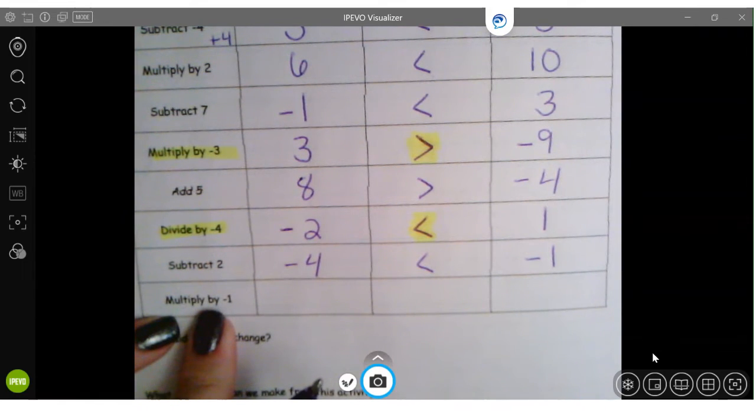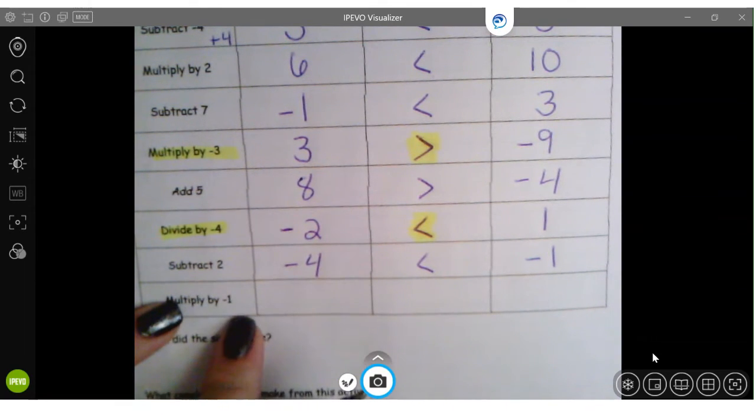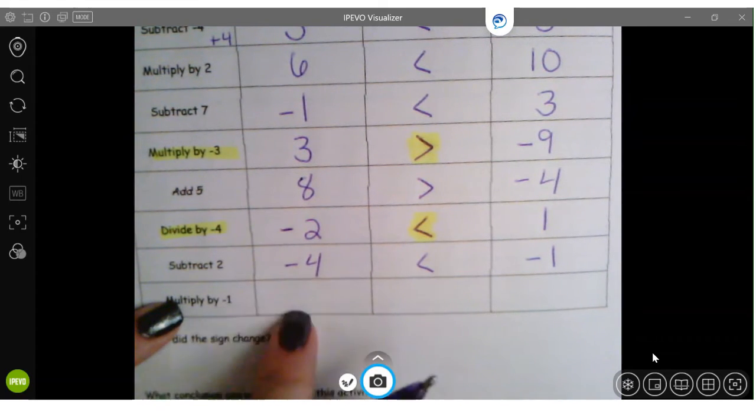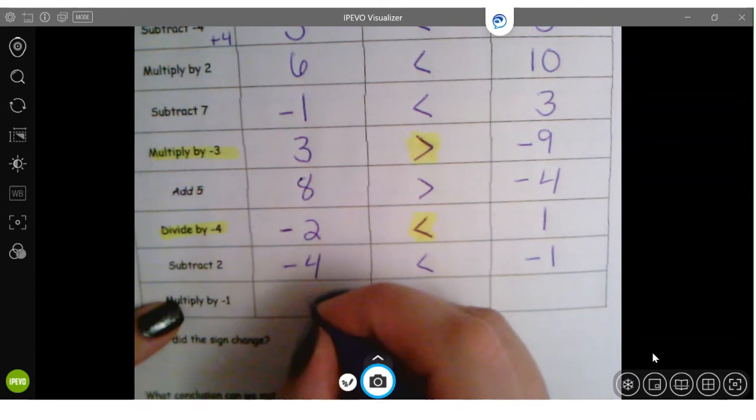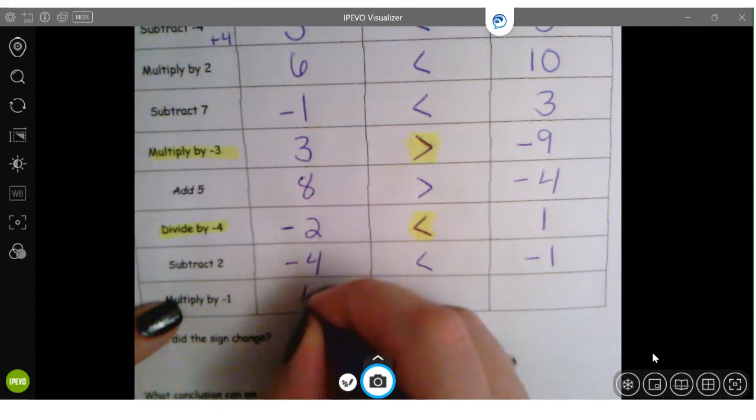And I'm going to multiply by negative 1. So negative 4 times negative 1. Well, if it was just 4 times 1, it would be 4. Then I have to figure out if my answer is positive or negative. So a negative times a negative is a positive. So negative 4 times negative 1 is a positive 4.